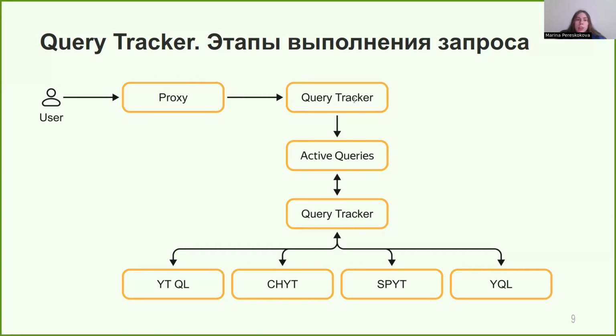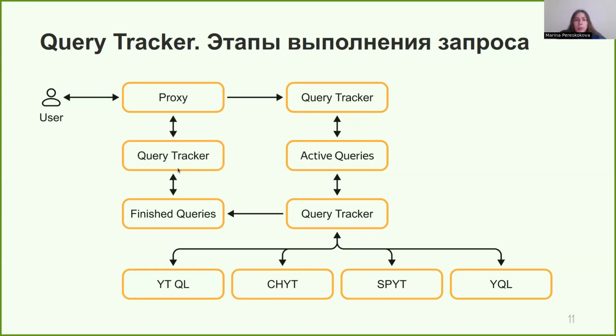Second, Query Tracker launches tracking active queries. Once in a while, all active query trackers scan the active query table for the new ones and take them for processing. The tracker in charge of a certain query sends it to the relevant subsystem, tracks its progress, fills in all required metadata, and monitors its status. Once the query is complete, it's moved from the active table to the finished query table. Further on, when a user wants to get info on the query status or result, this info is retrieved from one of the system tables.